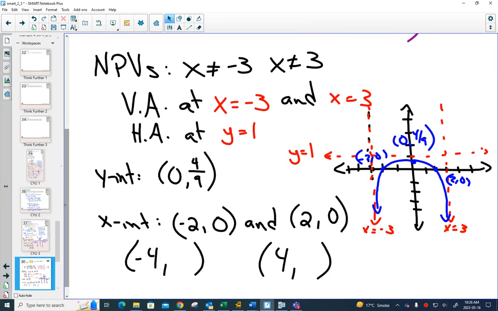So that is my one nice point. So I go to -4, and I label (-4, 12/7). I have to recognize that 12 over 7 is a little bit bigger than 1 to make sure that it's above this asymptote. And now I have enough to draw that section.